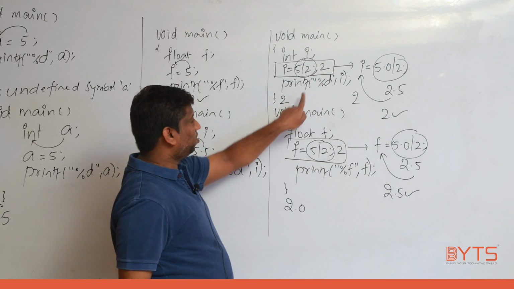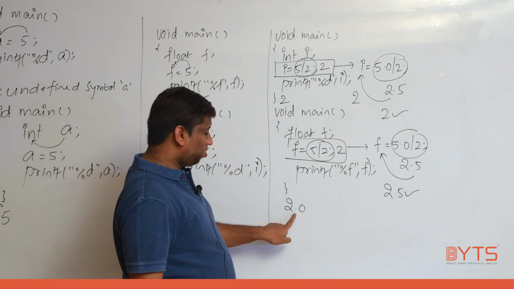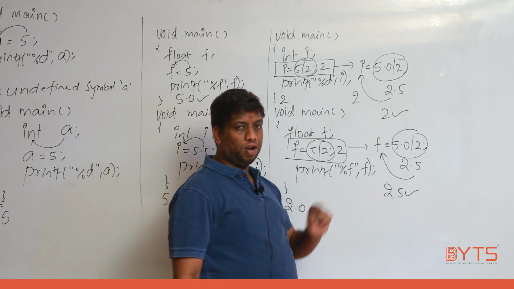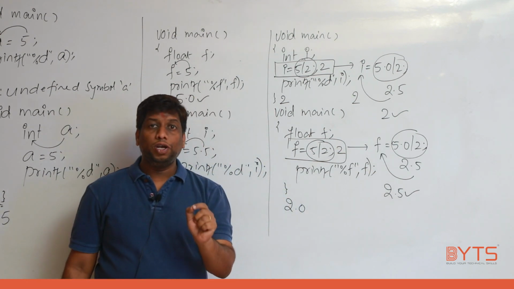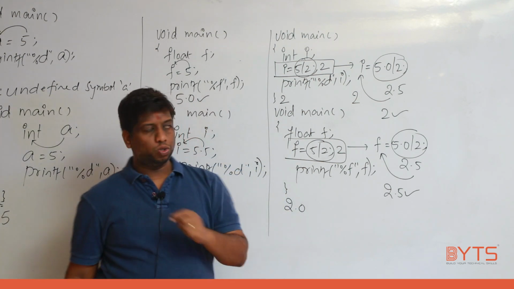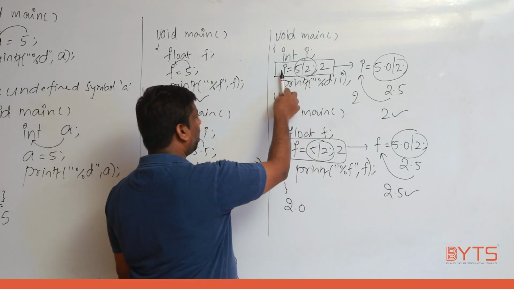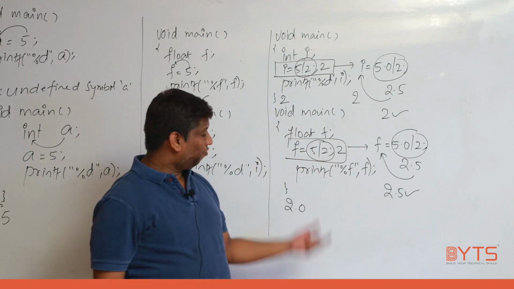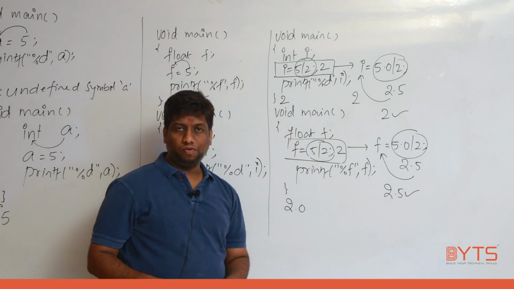So the first program's answer is 2. The second program's answer is 2.0. The third program's answer is 2. The fourth program's answer is 2.5. Understand? 5 by 2 is always 2 only. It depends to whom you assign it. When you assign 5 by 2 to I, it is 2. When you assign 5 by 2 to F, it is 2.0. Try to understand, 5 by 2 is replaced with 2 only. Are we clear?